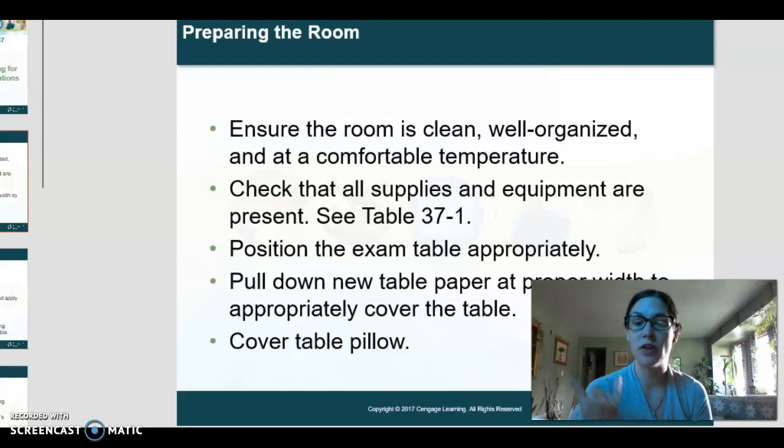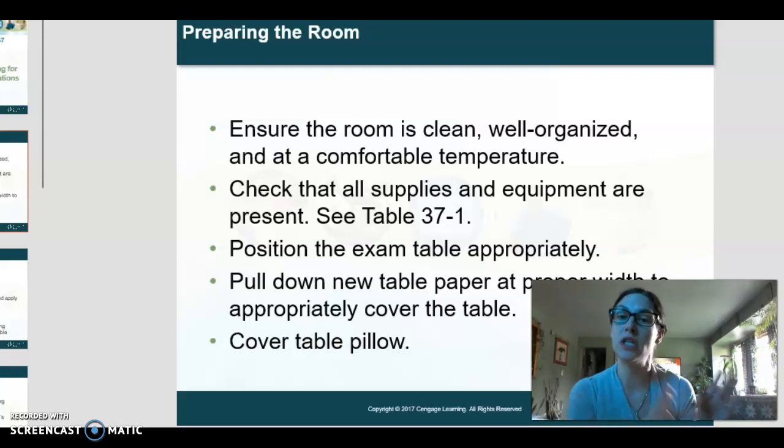You want to make sure that all the supplies and equipment are ready for you that you need. Don't walk in and start rooting around and looking for something when a patient is in the room already. That should have been done prior to a patient walking in the room. New table paper every time, every patient. Do not ever walk into a patient examination room and let me find wrinkled, ratty, dirty, previously used table paper. I will write you up.